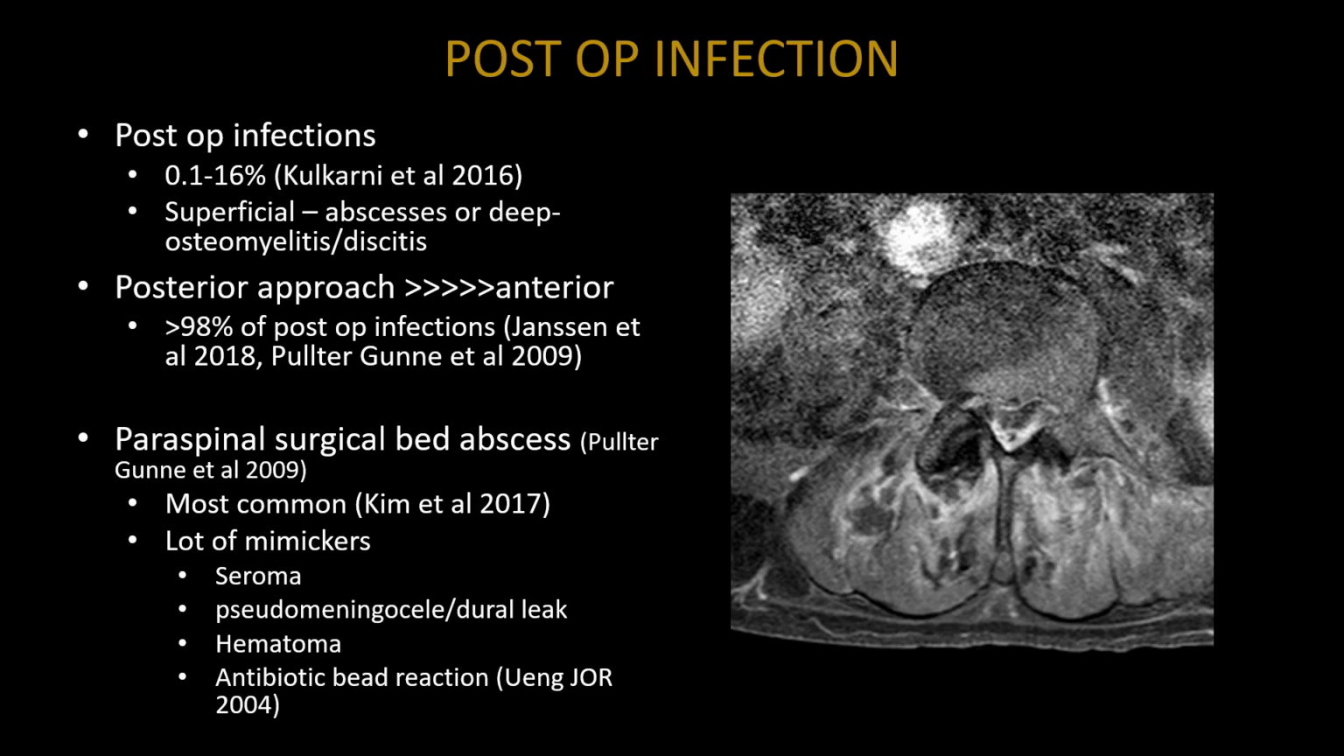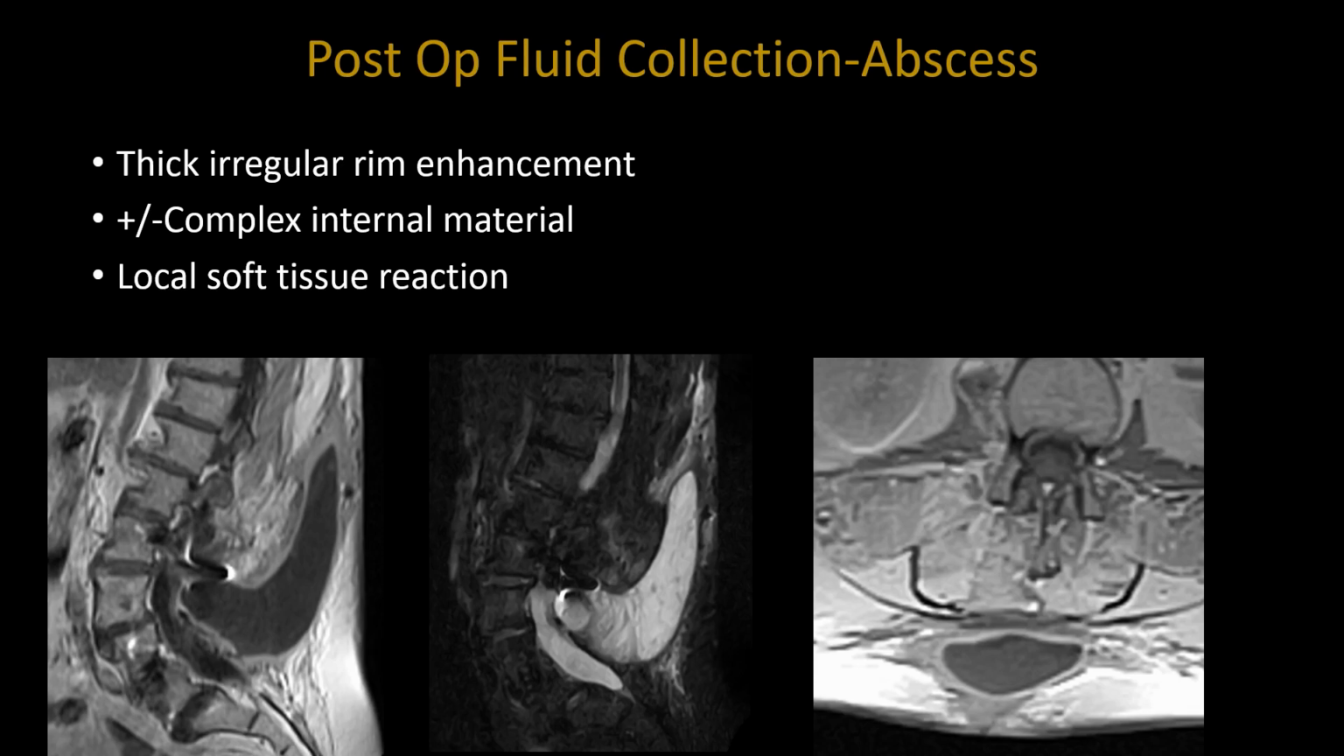So post-operative infections are common. They're particularly common in posterior approach. So if you have an isolated anterior approach fusion of the spine, it is very rare to get infected. Posterior approach makes up 98% of the infections that we see. Soft tissue infection is the most common, and how that typically manifests is the presence of an abscess. The problem is that there are a lot of mimickers: seromas, dural leaks with pseudomeningoceles, hematomas. So how do we start to tease these out?